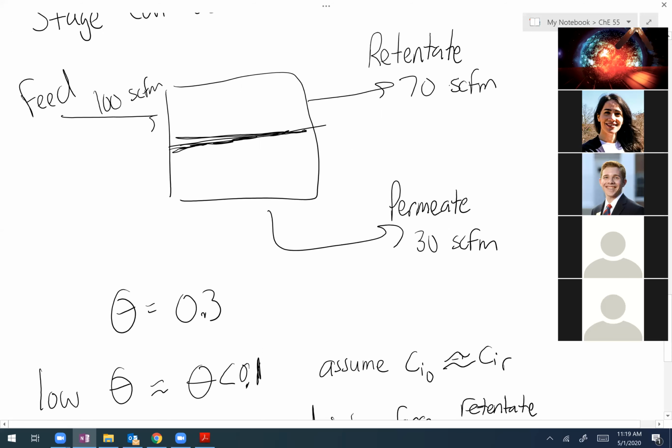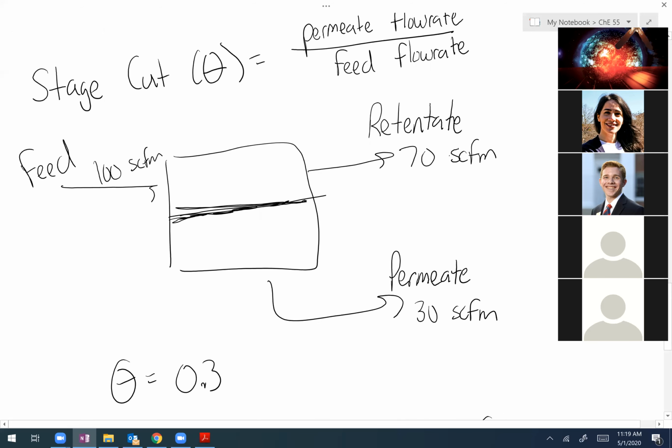So can I ask a question? Of course. So how does the module change the stage cut? What do you mean? I don't understand what you mean by calculating the stage cut for each module. Isn't the mass balance firm? Well, yeah, the mass balance is going to tell you what the stage cut is. But if you have a multi-module system, you're going to have to break that up. Does that make sense? Yeah.